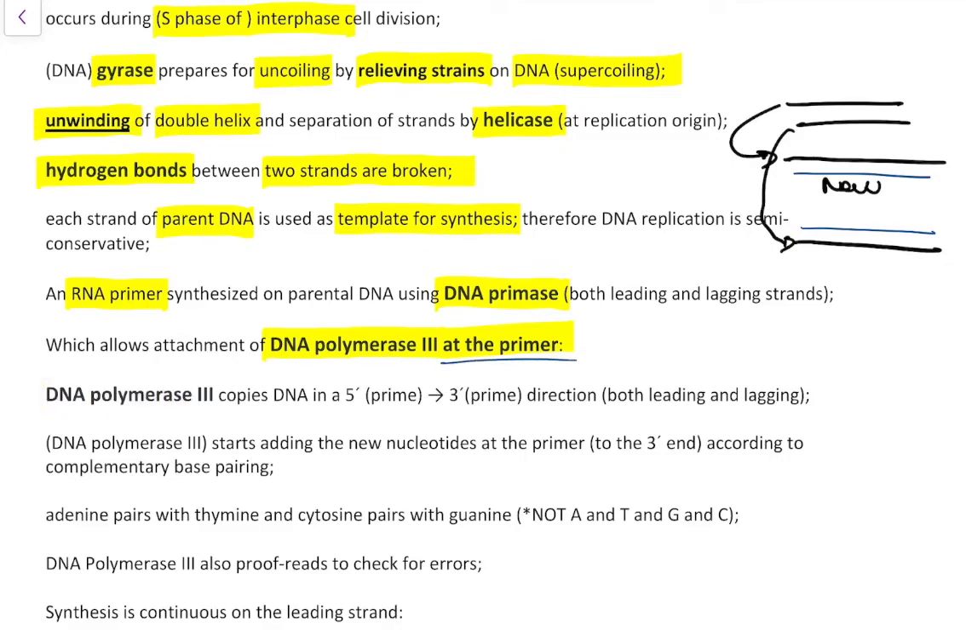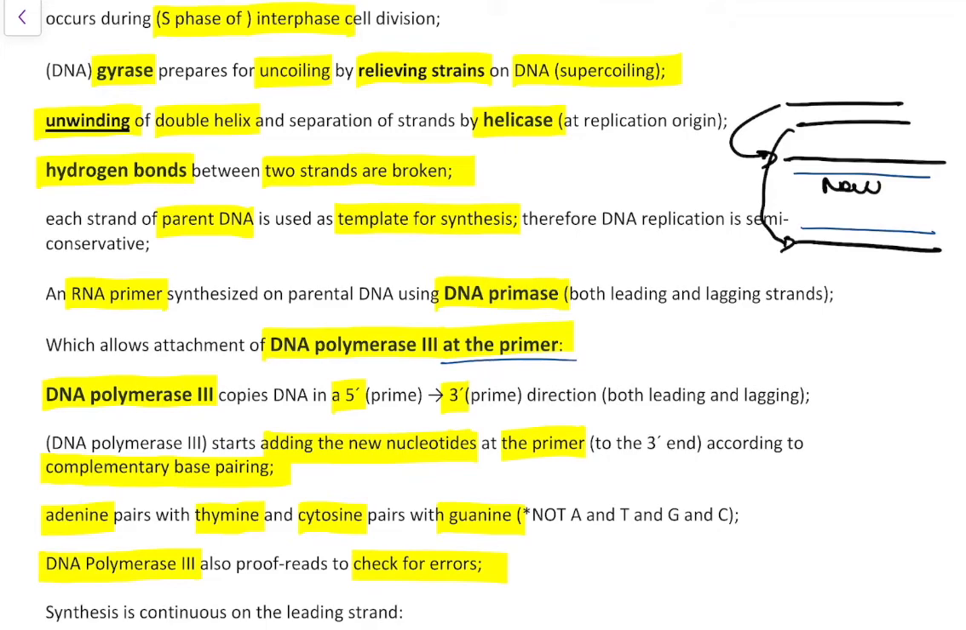DNA polymerase 3 then copied in a 5' to 3' direction on both the leading and the lagging strands. It does that by adding in new nucleotides at the primer, at the 3' end, according to complementary base pairing, where adenine would pair with thymine and cytosine would pair with guanine. It could also check for errors.